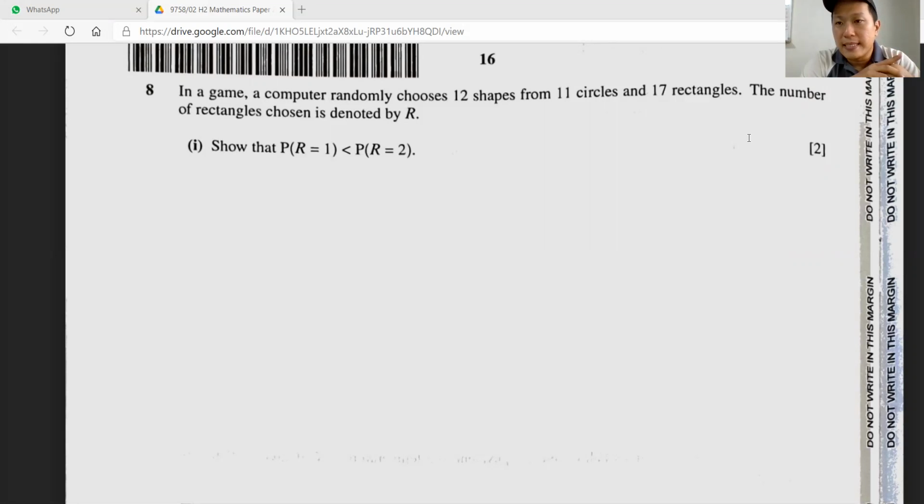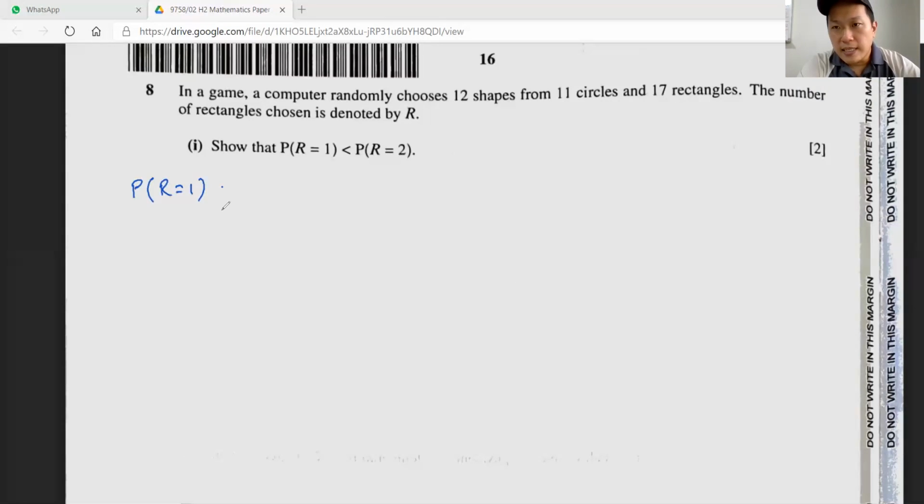However, I just want to clarify that this is definitely not a binomial distribution question, because the probability of choosing a rectangle every time is not constant. Initially, the first rectangle that you take might be 17 over 28. And if you want to get a second rectangle in the second draw, it is going to be 16 over 27, and so on. The probability is not constant because the 12 shapes are not chosen with replacement, simply because the question says that the computer is choosing 12 things, which means 12 different things. So you can't repeat the things, which also means that you cannot replace the thing that you draw every time you draw it.